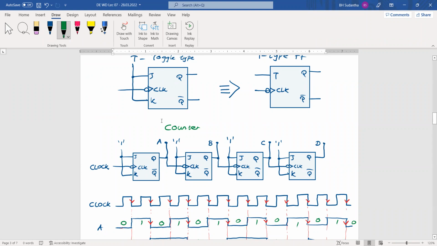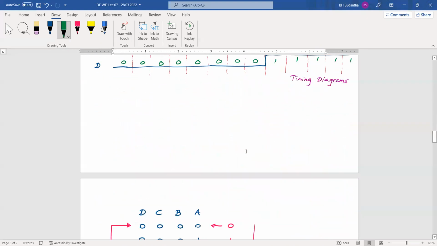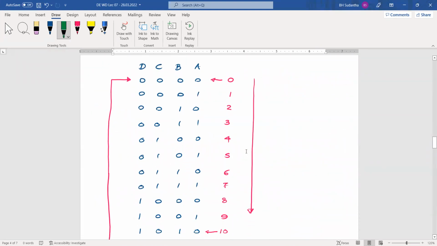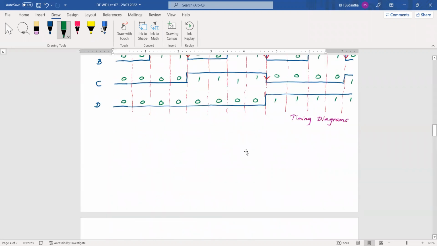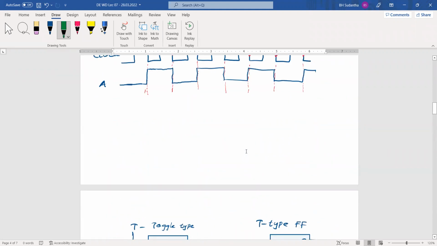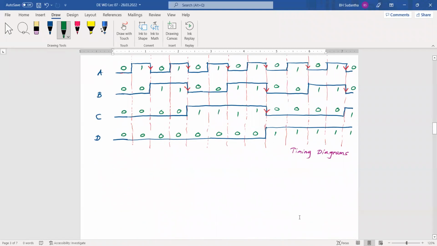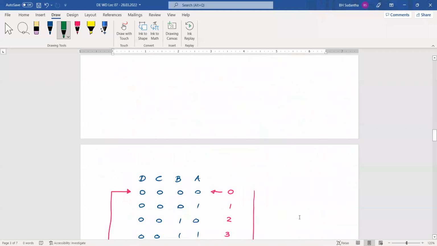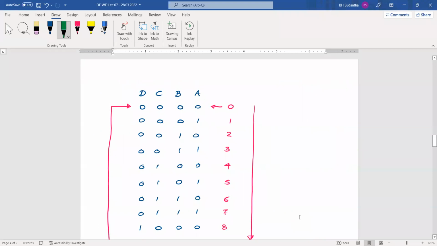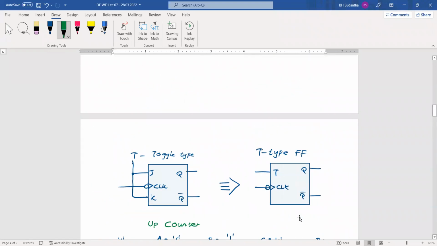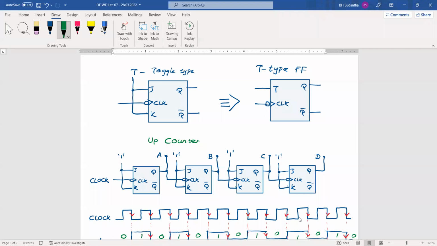Okay. What type of counting action can we see here? 0, 1, 2, 3, 4, 5, 6, 7, 8, like that. What type of counting action? Actually, it's an up count. But what are the numbers we can see? It's 0, 0, 0, 0, 0, 0, 0, 1. All these numbers are binary. Because of that, it's a binary up count.